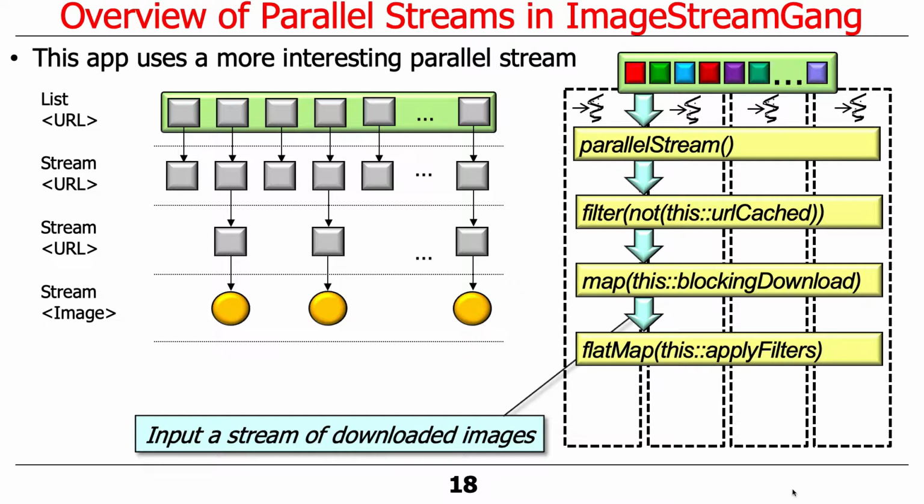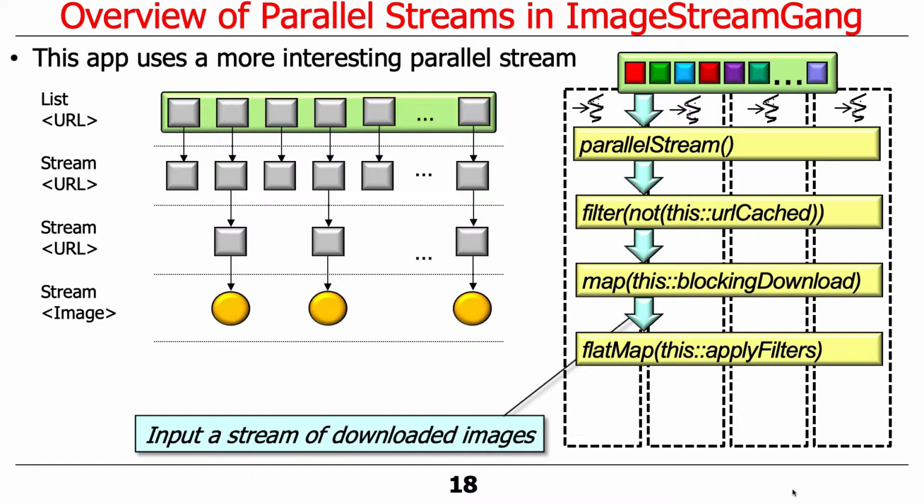And remember that the main difference between map and flat map is that map always gets back the same number of elements that it gets in, unless an exception is thrown, but that doesn't happen here, let's assume. In contrast, flat map can give back more, less, or the same number of elements. In this particular case, what flat map is going to do is apply multiple image filters or image transforms to each downloaded image, each non-cached downloaded image.